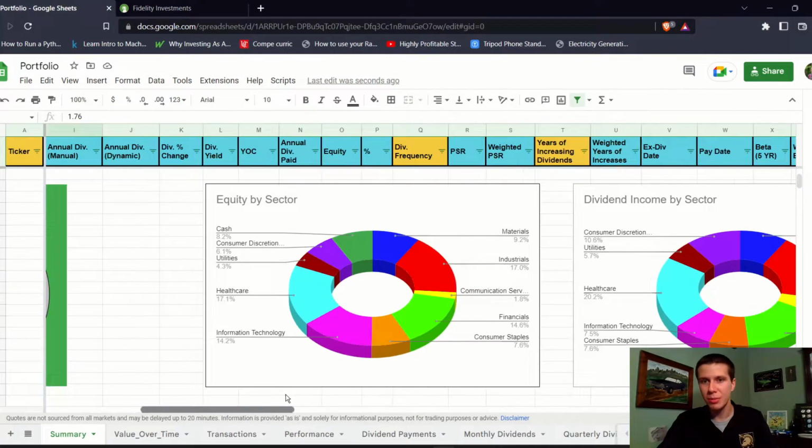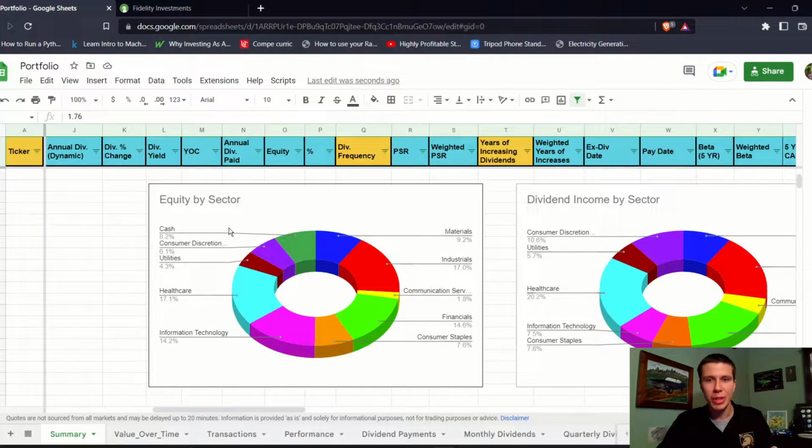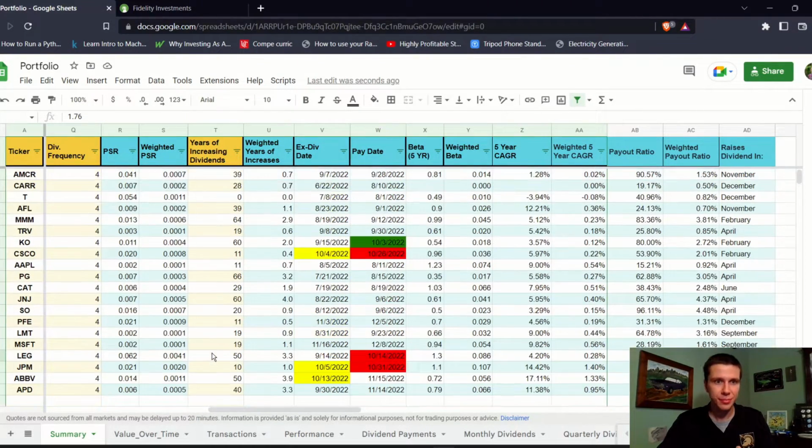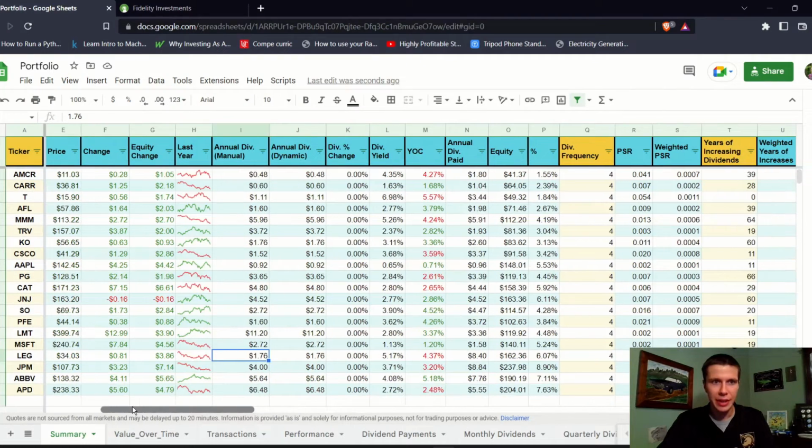And then if anyone wants to pause and look at the equity or dividend income by sector, you can look at that here. And also the equity percentage in each company you should be able to see right here as well.